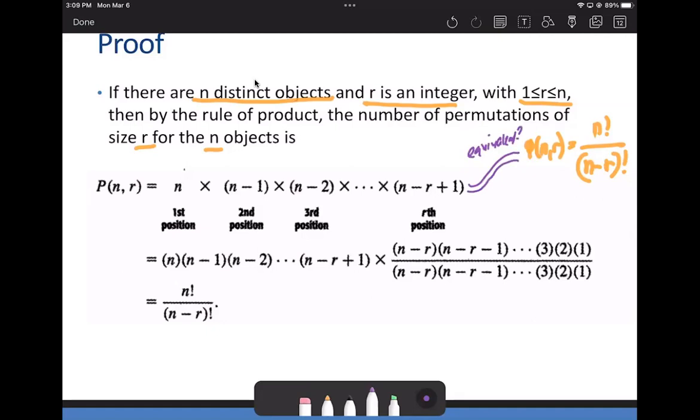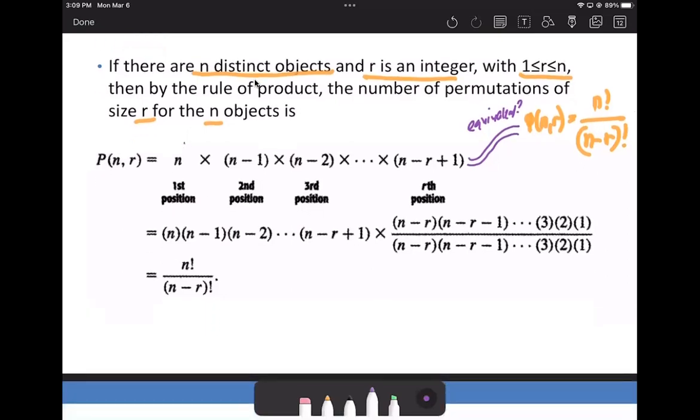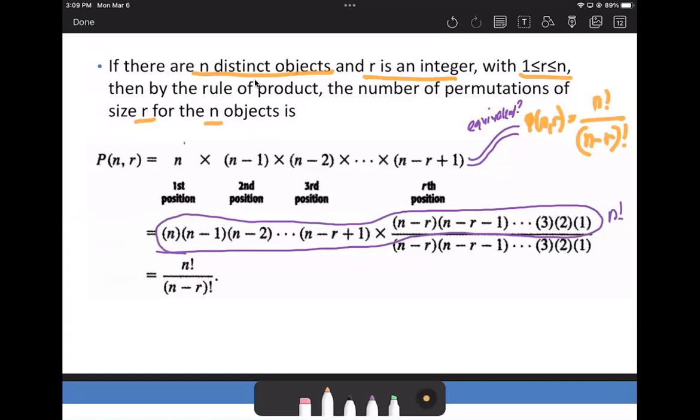This is actually derived from the definition of n factorial itself. When we have the n factorial, it is equivalent to this, while the denominator is equal to the n minus r quantity factorial. What does this mean? The last part is cancelable. That's why we are left with this equation.